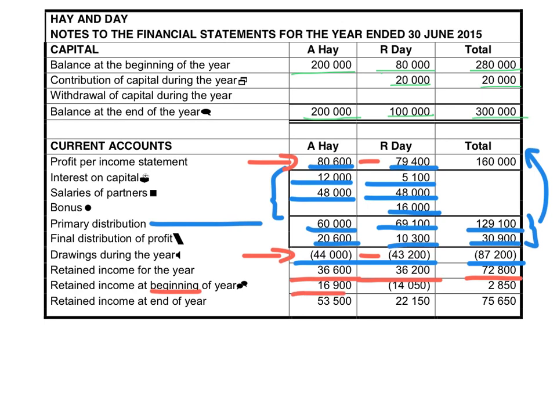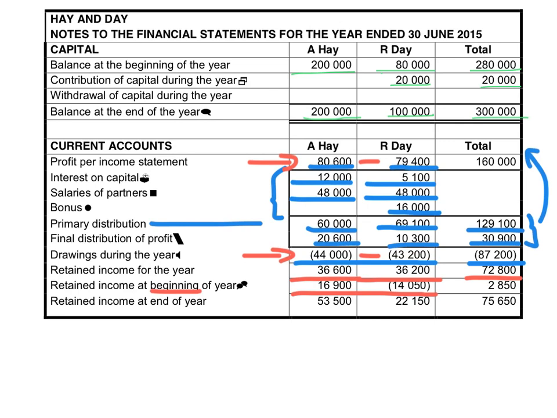So I will show the opening balances. Now, if you look at Hay, he had a credit balance at the beginning of the year. That's why it's a positive figure. Day had a negative balance at the beginning of the year because his balance was on the debit side. So remember that equity increases on the credit side. So any entries that you record on the credit side of the current account will be positive figures. Any figures that you take from the debit side of your current account will be in brackets because those are negative figures.